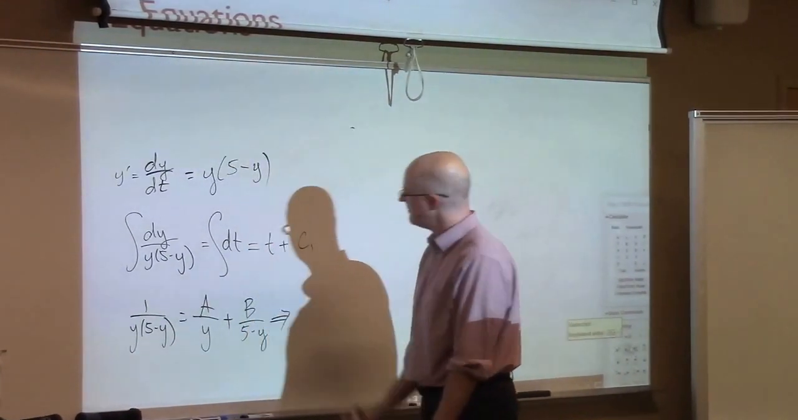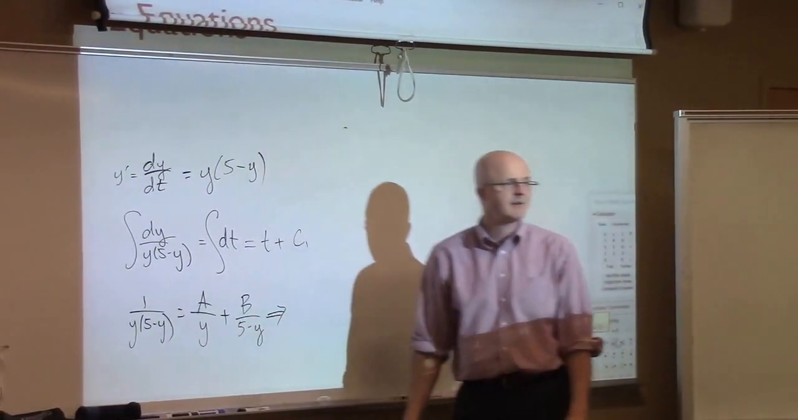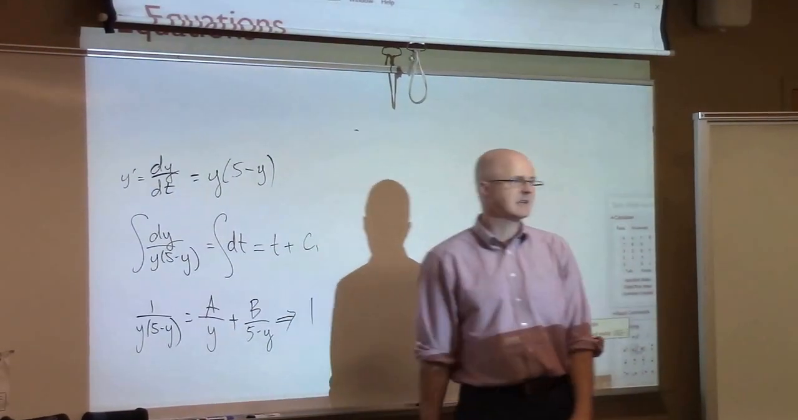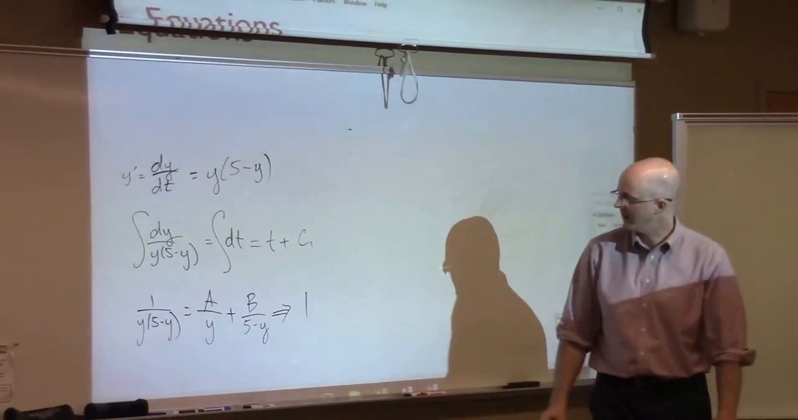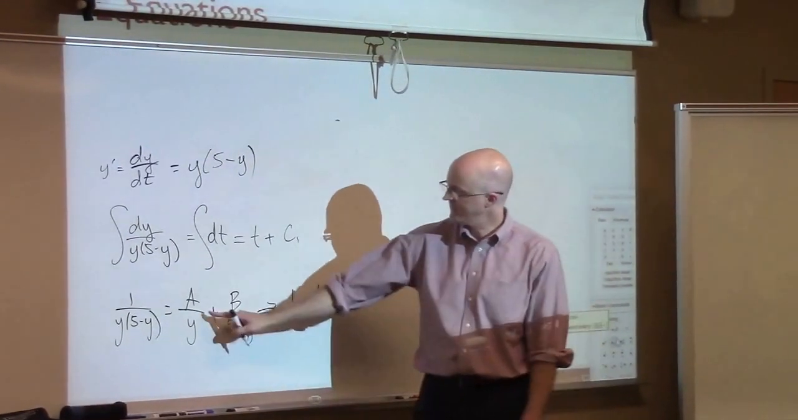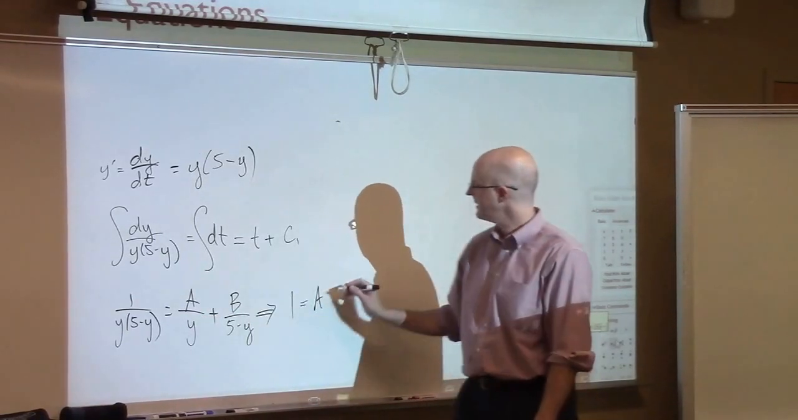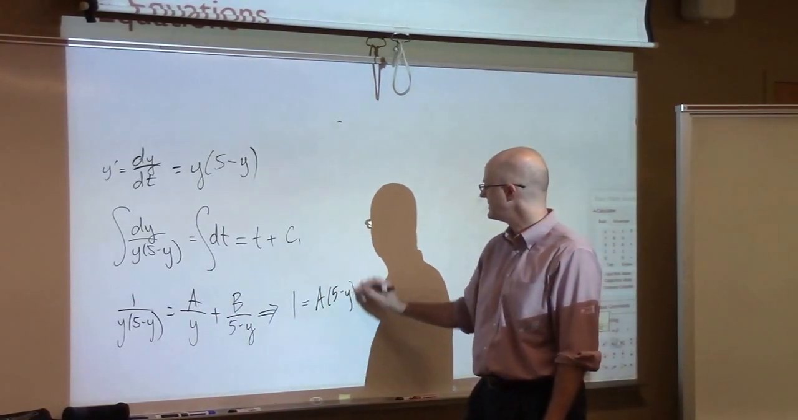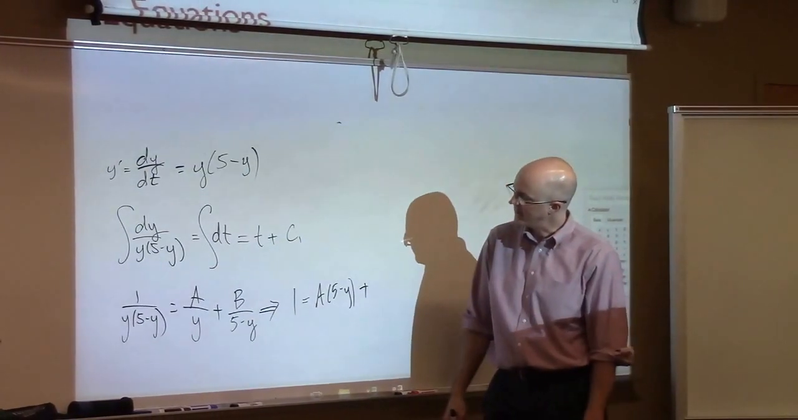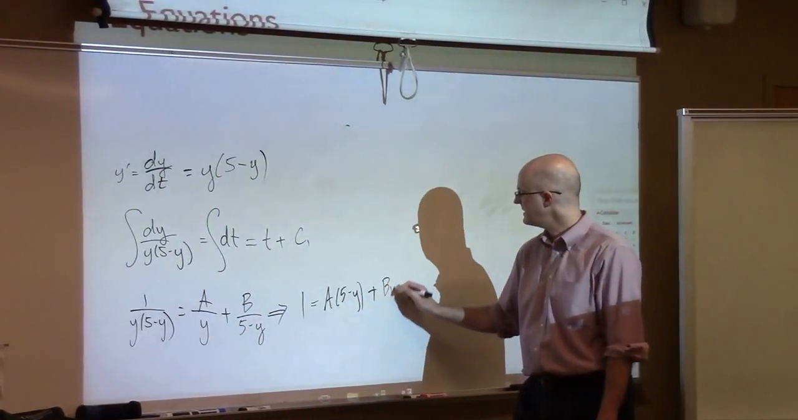You can multiply both sides by the common denominator here, y times 5 minus y, to get rid of the fractions. You get complete cancellation on the left, leaving you with just a 1. On the right, you get partial cancellation. Multiply this by y times 5 minus y, and the y's cancel, leaving you with a times 5 minus y. Multiply this times y and 5 minus y, and the 5 minus y's will cancel, leaving you with just b times y.